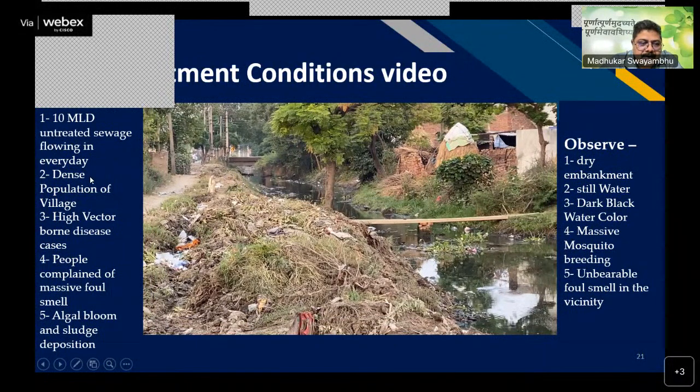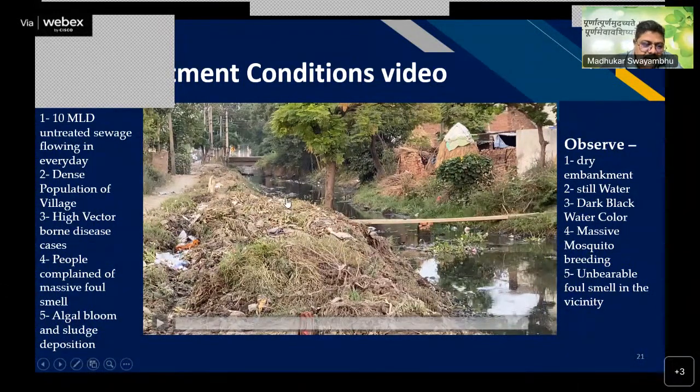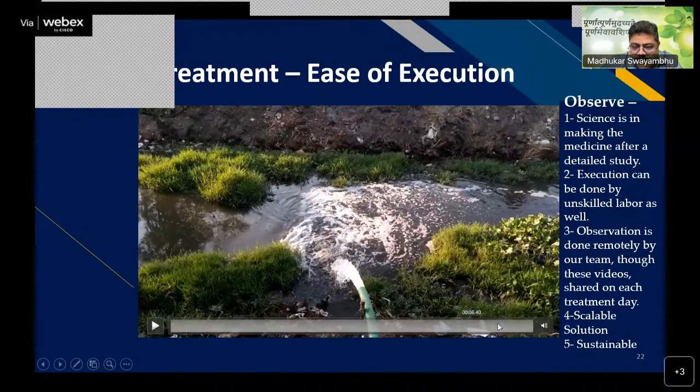10 MLD of untreated sewage and 9 MLD of treated wastewater was being drained into this channel. And there was a very high outbreak of vector-borne diseases in that Dhamu Majra village. Now, this was the intervention. As I said, we studied the water body. We made a herbal extract medicine and it was amalgamated with fresh water and poured into the water body.